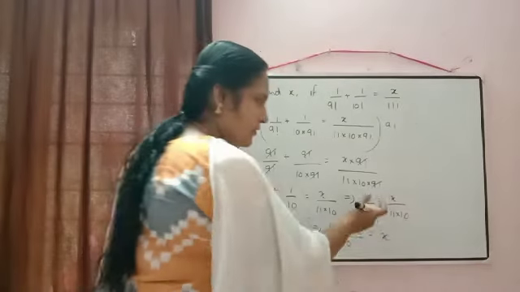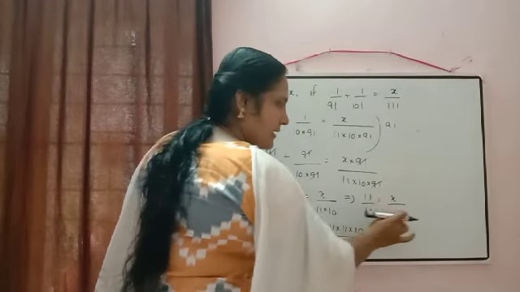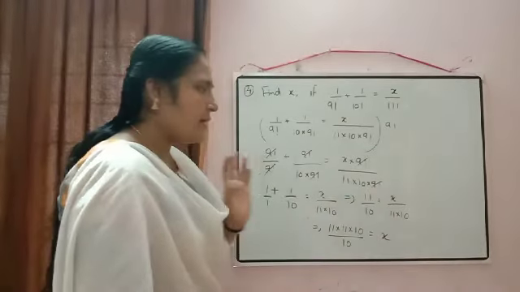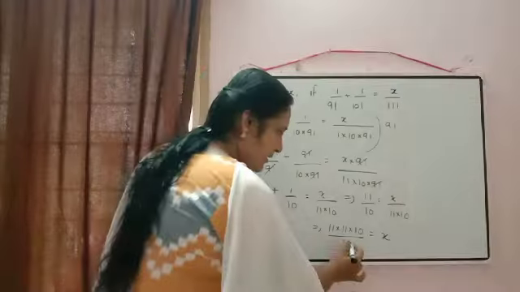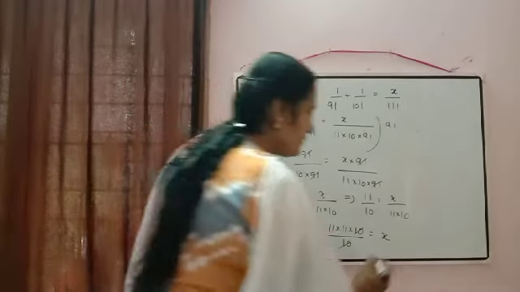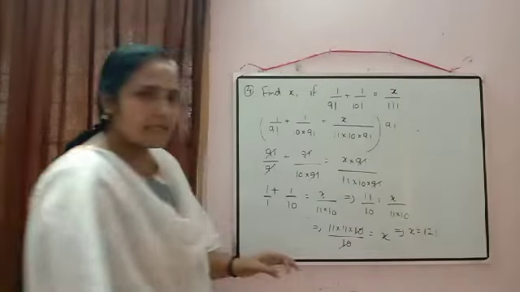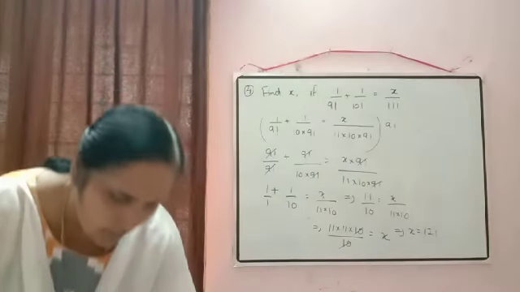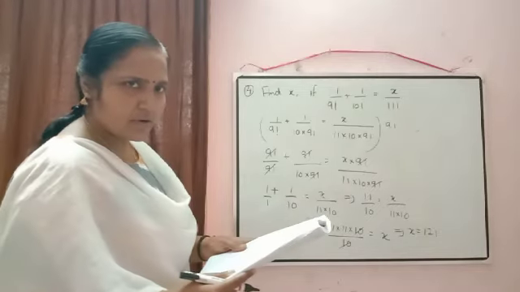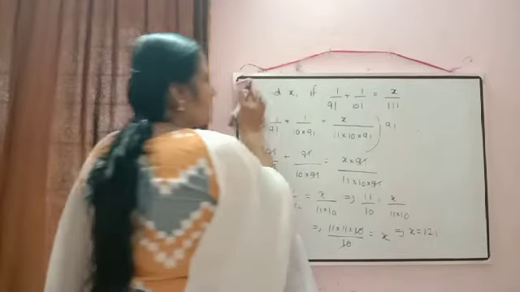Otherwise, if you don't want to shift the number, we know that if it is in the denominator, 10 and 10 will get cancelled there. So remaining you have to multiply only 11 and 11. So here 10 and 10 will get cancelled. 11 into 11 will be equal to 121. So we are getting x is equal to 121. I hope this question is clear to you. Okay, you can do these types of questions. Now write down the next question.